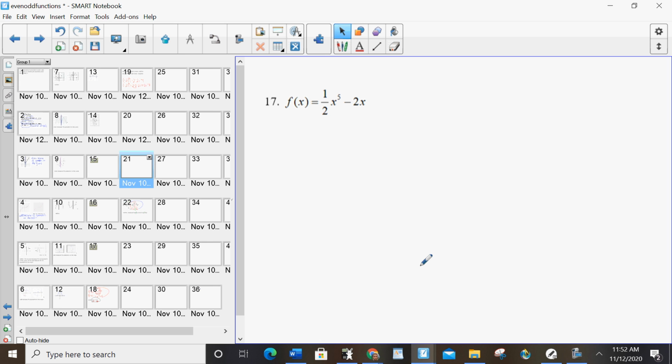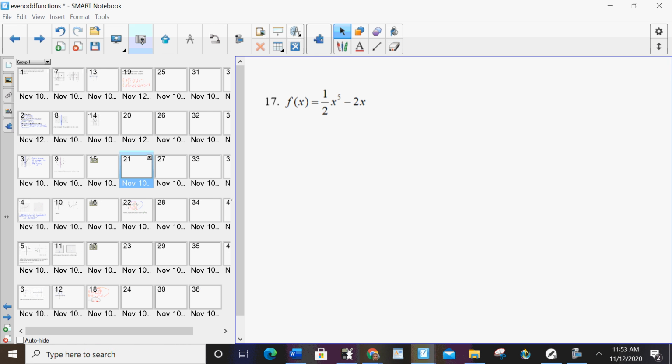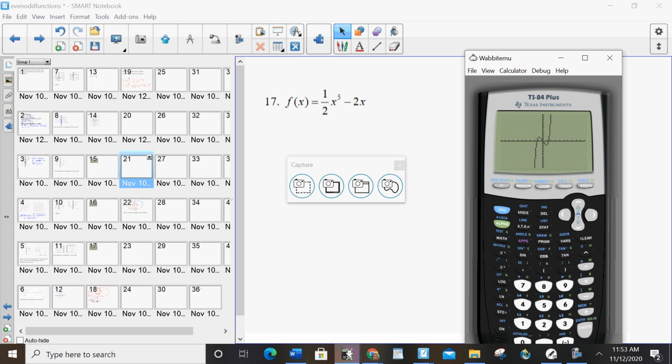and they give you an equation, just go to your calculator. Go to your calculator, type in alpha y equals, enter 1/2 x to the 5th minus 2x. Look at the graph. Is it symmetric to the y-axis? No. Is it symmetric to the origin? Well, you can kind of turn your calculator upside down, but what I can do to more clearly show you is snip that.